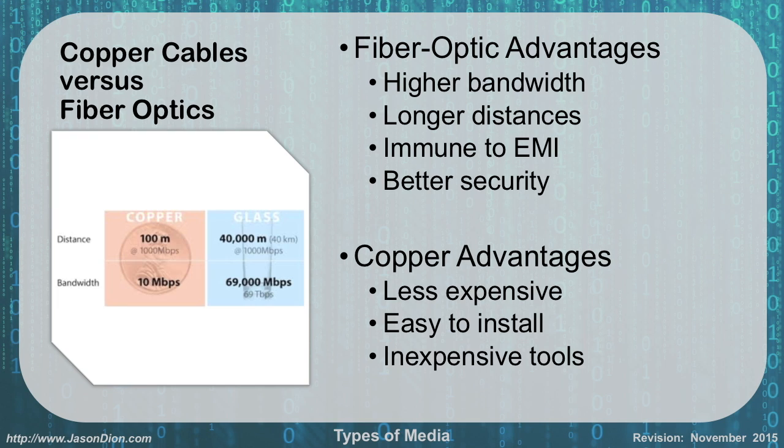So copper, UTP and STP, has many advantages over fiber optic. But fiber optic, because of those big bandwidths and longer distances, can be really useful when you're doing switch-to-switch and router-to-router configurations. So keep that in mind.